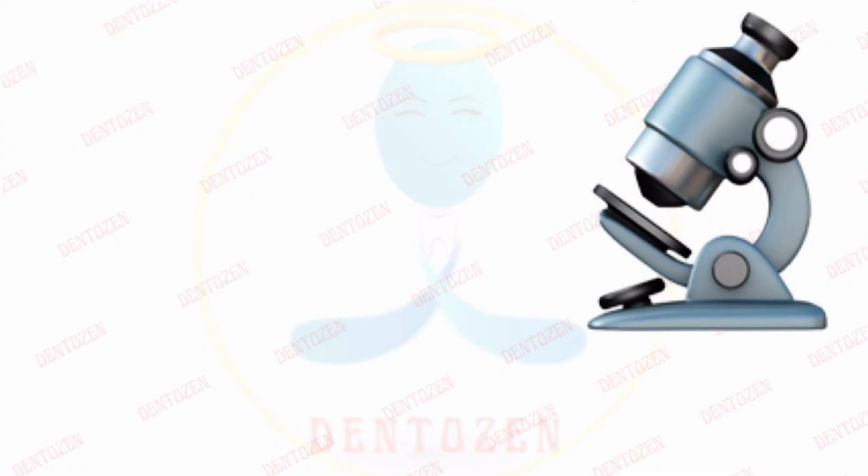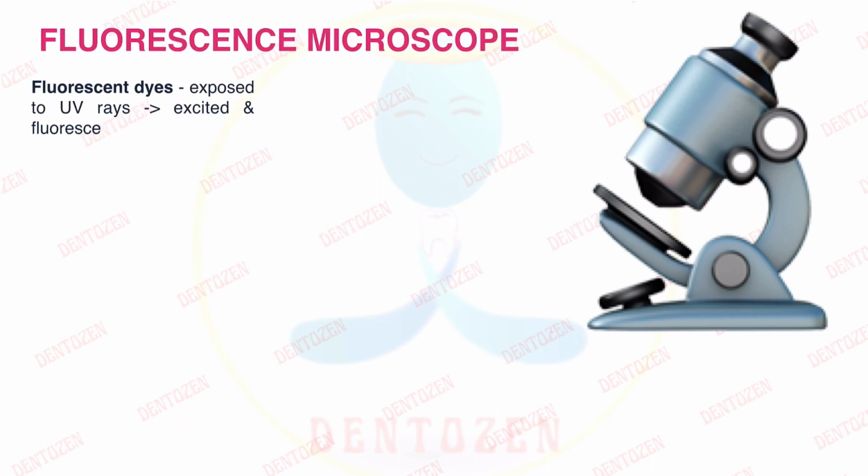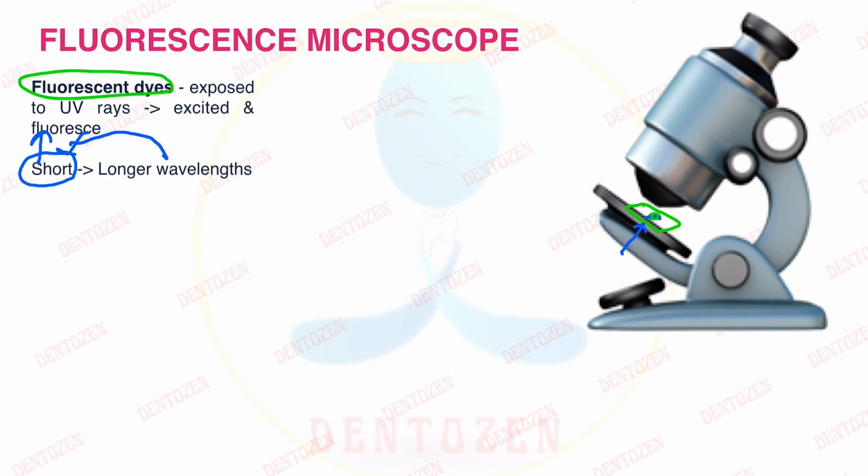Next is the fluorescent microscope. Here fluorescent dyes are used, which are placed along with the specimen. These fluorescent dyes have an important property. Whenever they take light of a particular wavelength, they get excited. They will take short wavelength light rays, get excited, and finally emit longer wavelength light rays, which will be of a totally different color. These longer wavelength light rays of different color are seen as a different color specimen in the eyepiece.